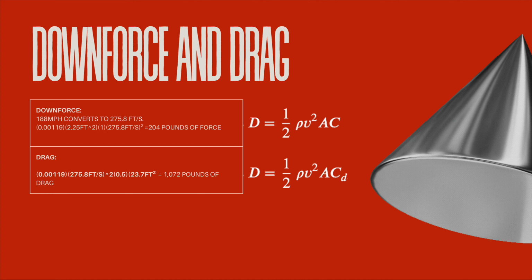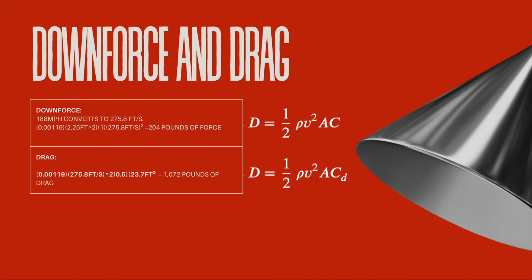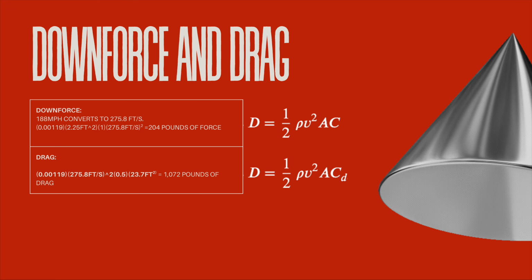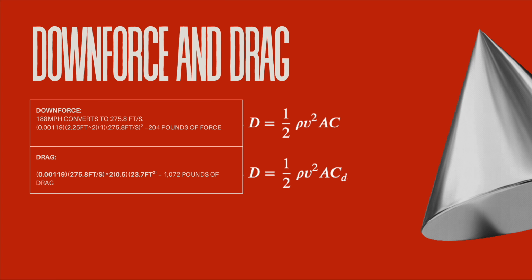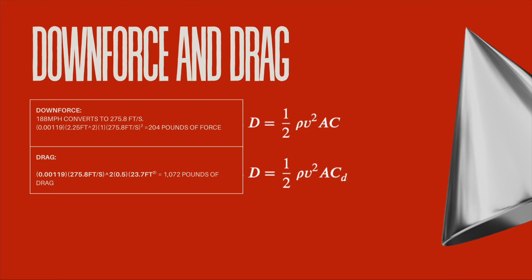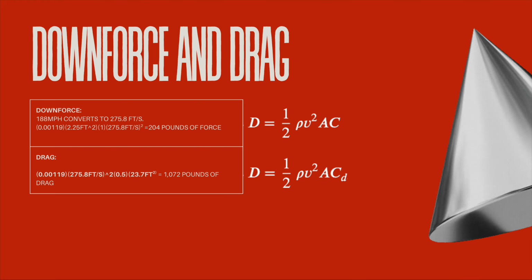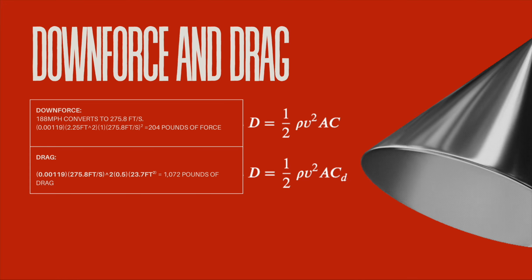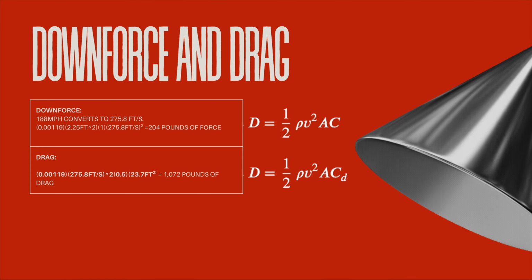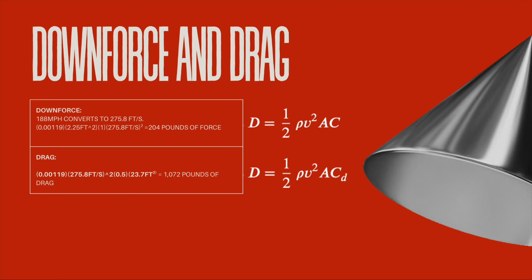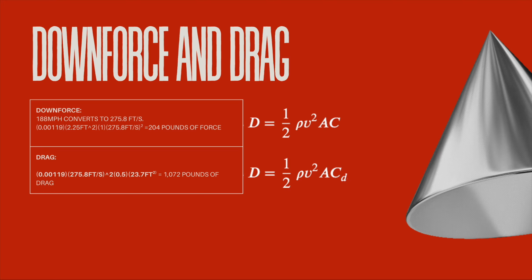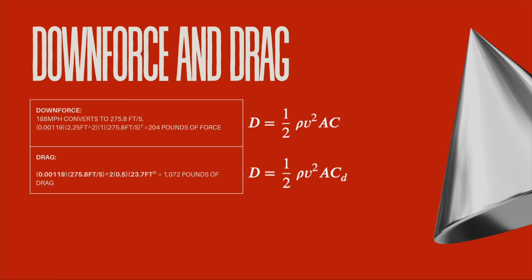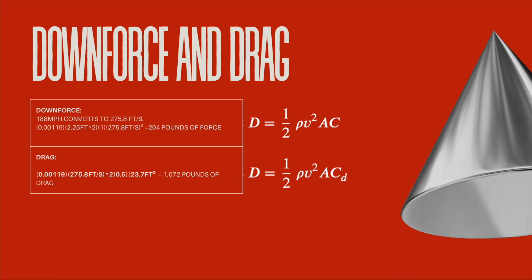Okay, now we're going to be talking about downforce and drag equations. Both of these equations look very similar, but I'm going to be talking about downforce first. So 1/2 rho is simplified to a constant value of 0.00119. And that is due to air density, which changes due to elevation, temperature, and humidity. We're going to be using this static value consistently because it is the average of all environments.